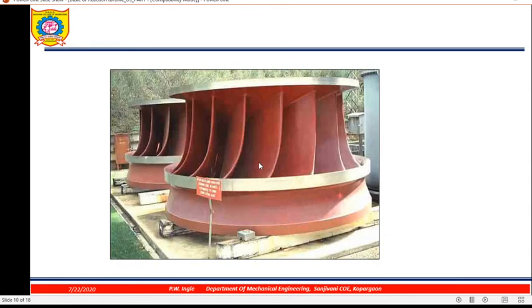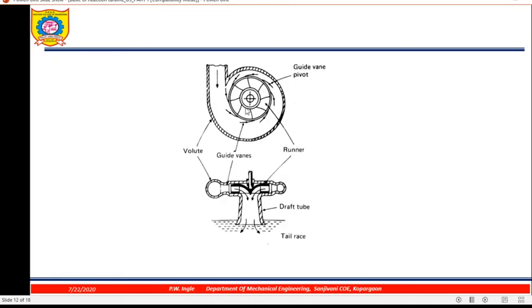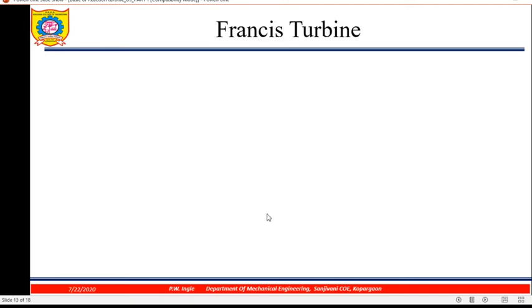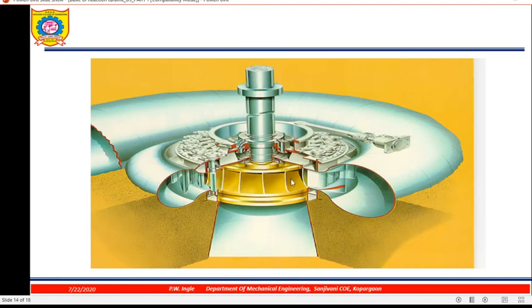This is the runner of Francis turbine. Okay, you can see here. This is connected to guide vane assembly. Guide vanes. Okay. So these are the two views of Francis turbine. This is draft tube. Okay. You can see here Francis turbine runner. So this is the arrangement of Francis turbine.